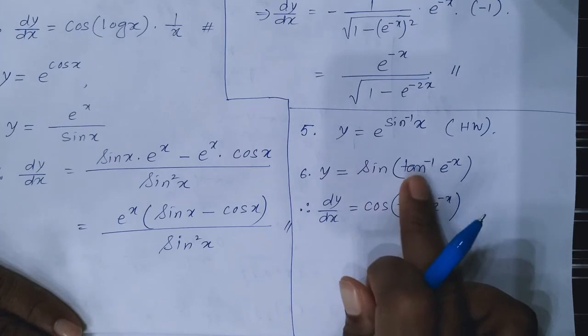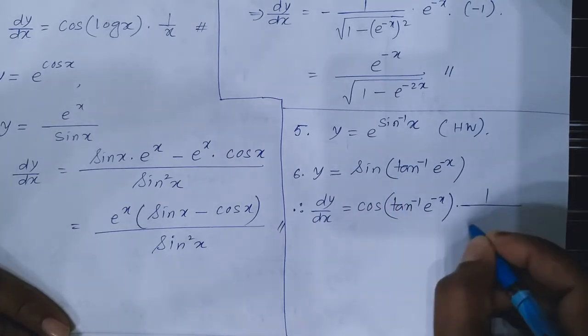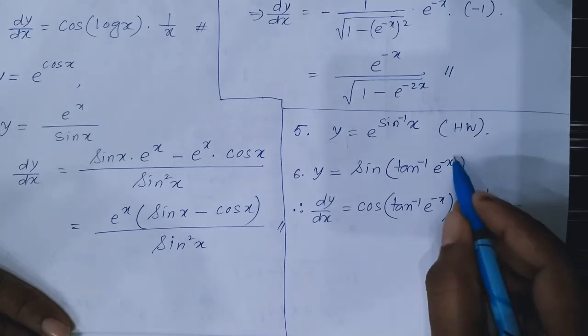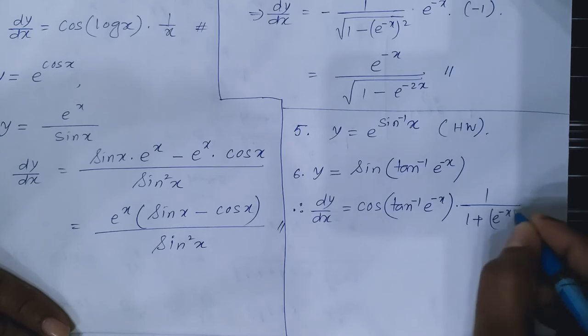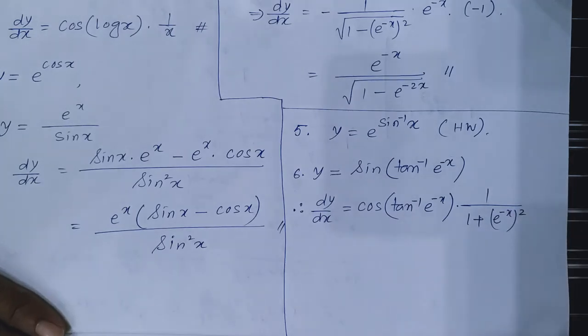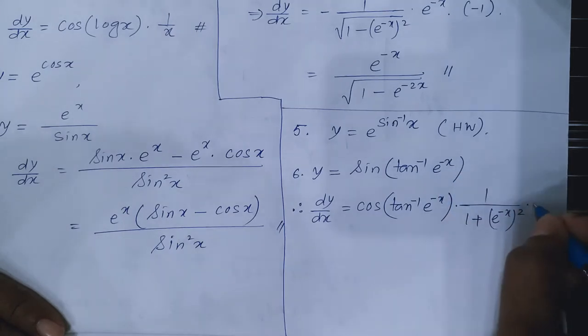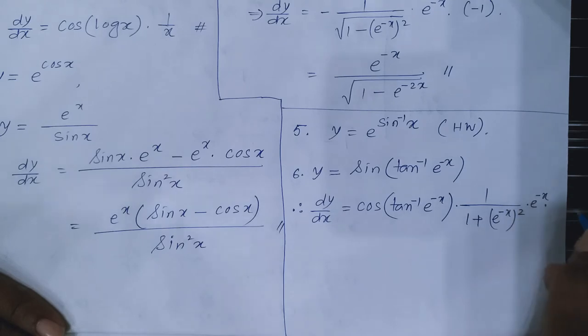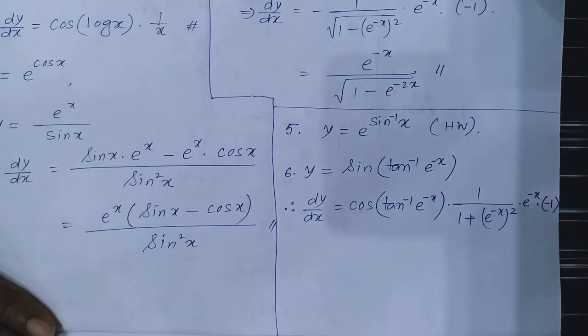Then come to the derivative of tan inverse, and what was the formula? It was 1 by 1 plus x square. x is e to the power minus x here, so you have to write e to the power minus x square, so 1 plus x square, into then the derivative of this function, and it is e to the power minus x. The derivative is e to the power minus x itself, and the derivative of minus x is simply minus 1.